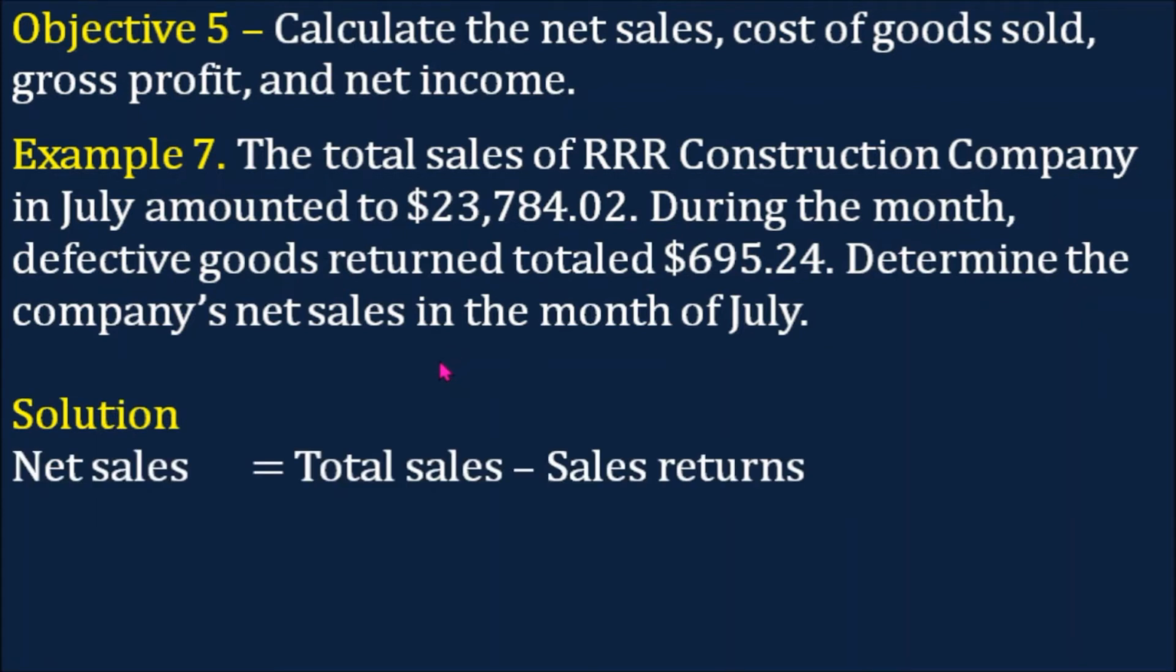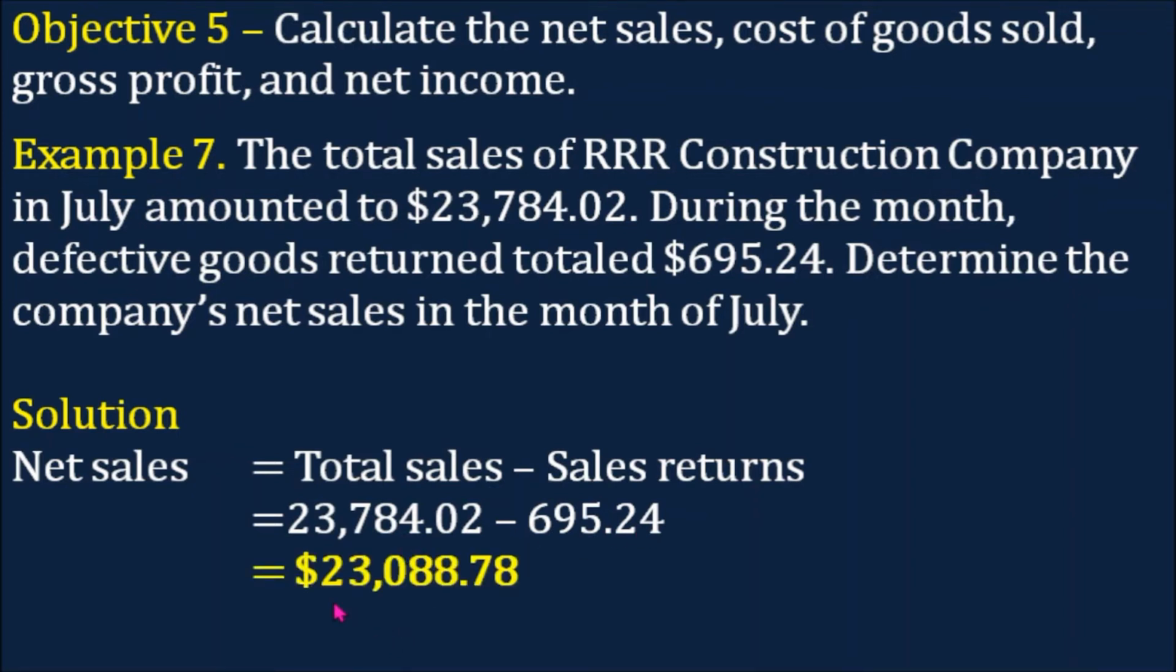So this is our solution. The formula is net sales equals total sales minus sales returns. So we have here our total sales, 23,784.02. Then we have here sales returns, $695.24. Then the difference between these two amounts is $23,088.78. So this is our company's net sales.